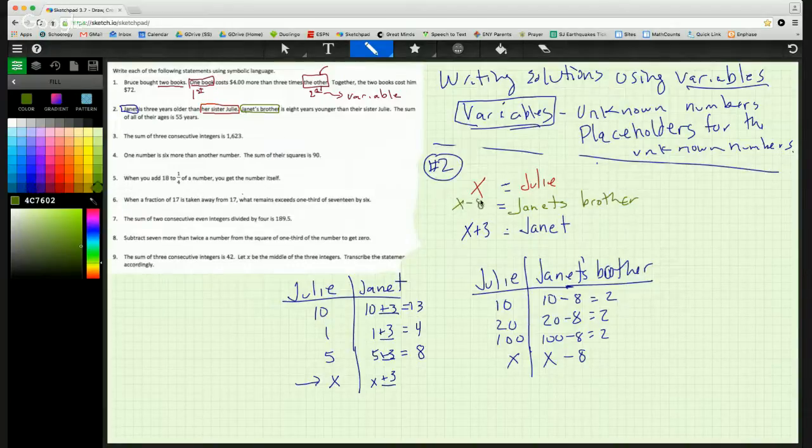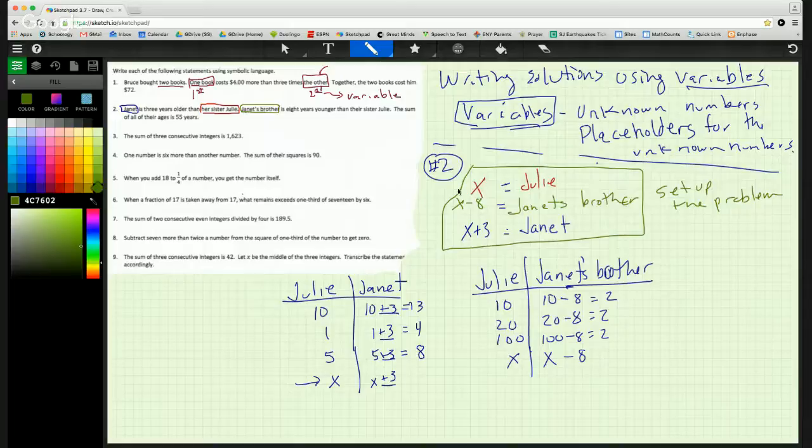Is this making sense? Hopefully this makes some sense. And there, we've set up the problem, or at least we've defined our variables. So we've said that if we ever find out what Julie is, we can always just take that number and add 3 to it and get Janet's age. And if we can ever find out what Julie is, we can also subtract 8 from that number and we'll know what Janet's brother's age is. Let's see what else we know in this problem.